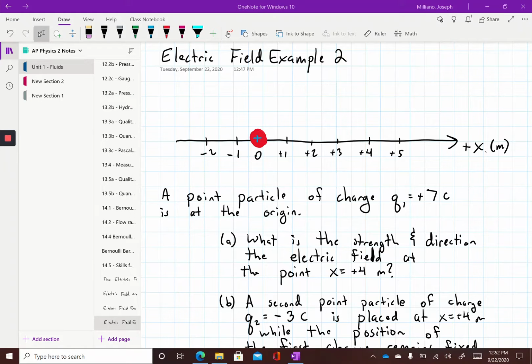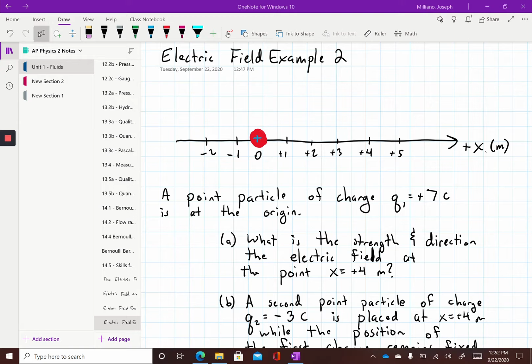Here's our second example. We have a point particle of charge positive 7 coulombs placed at the origin. 7 coulombs is a large amount of charge. Typical units are actually millicoulombs or microcoulombs or nanocoulombs, but we'll make the numbers easy. So it's positive 7 coulombs of charge.